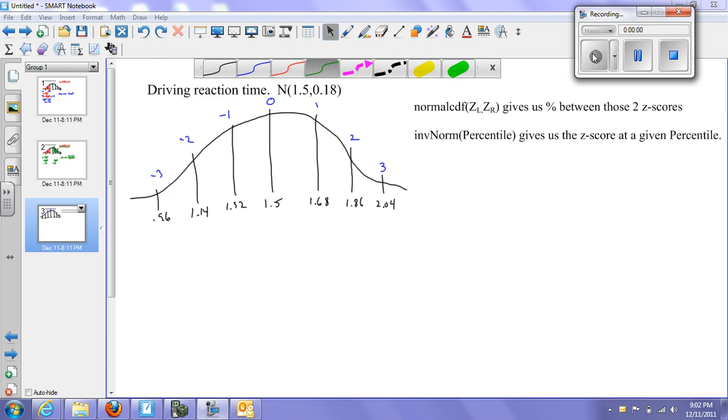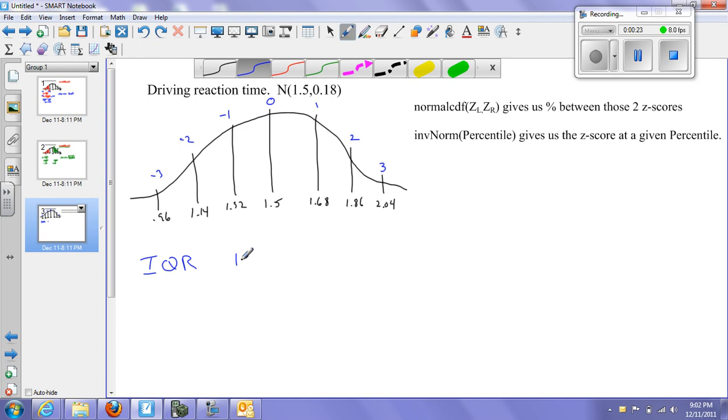Now I'm going to move on to part E of this problem number 25: what is the interquartile range of the reaction time? So first of all, let's just look at what the interquartile range, the IQR, is.